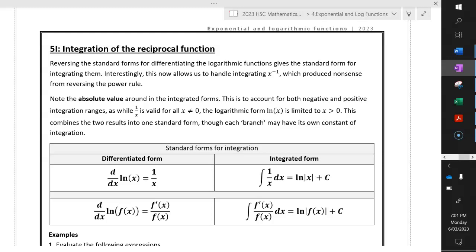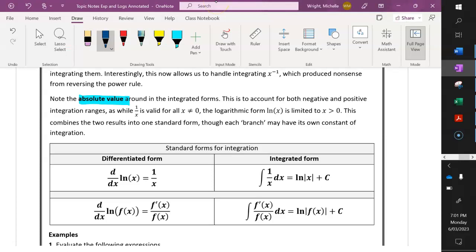So the same kind of idea that we're going to use for this is what we used for the reverse chain rule. Interestingly, this now allows us to handle integrating x to the minus 1, which I'll show you in a minute what I mean by that. And we're going to note that there's an absolute value around the integrated form, and I'm going to explain why we've got that in a second. So before I read through any more of that, let's just make it in a little bit more detail and have a look what I mean.